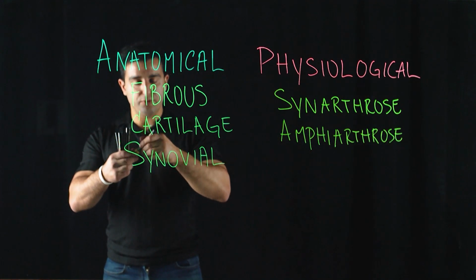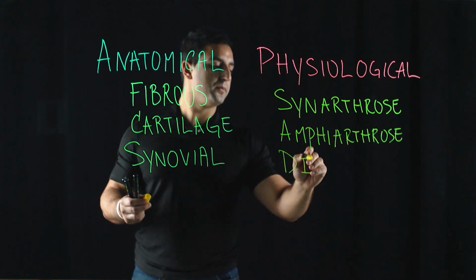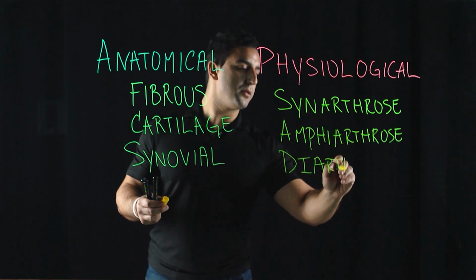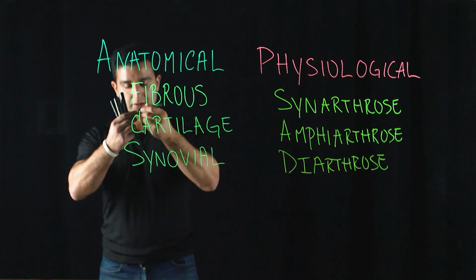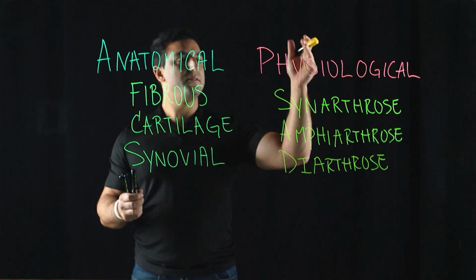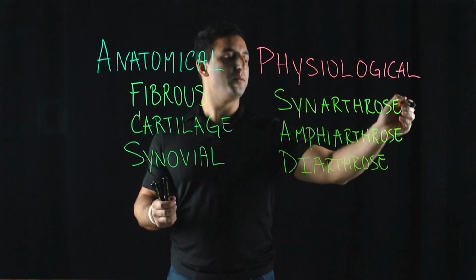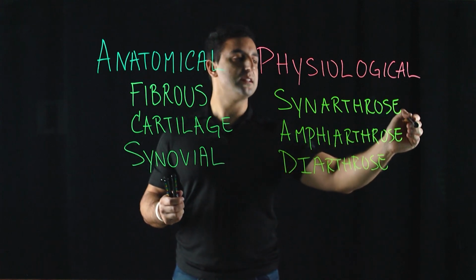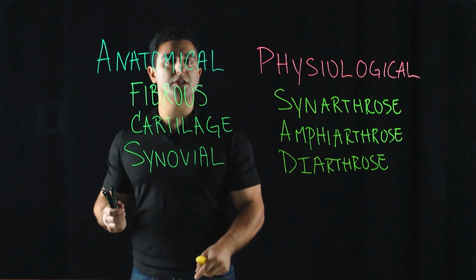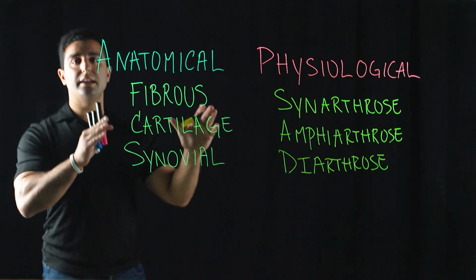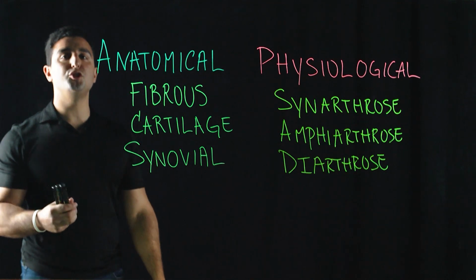And finally, the third one, the movable joints, are called the diarthros. So these are the three different types of physiological classification. One more time: synarthros is immovable, amphiarthros is slightly movable, and then you have the diarthros, which is movable joints. So these are the two separate characteristics, anatomical and physiological, of all the joints in your body.